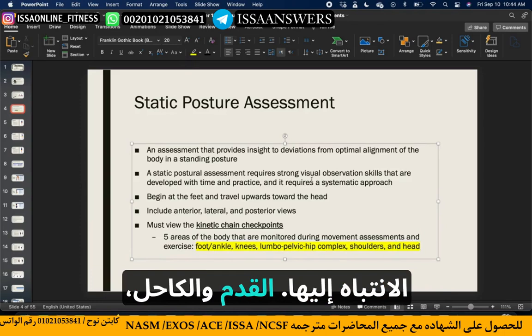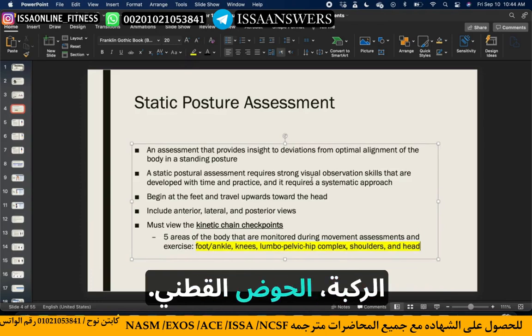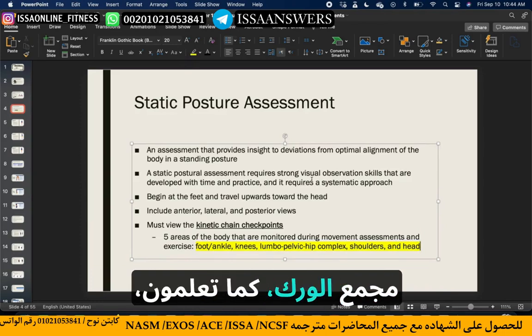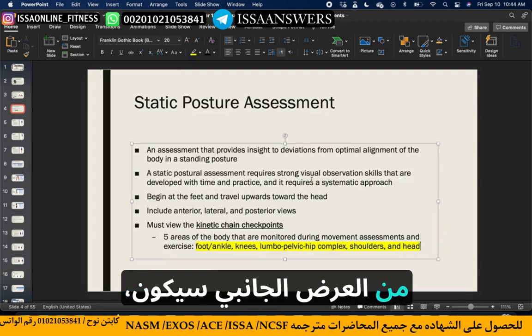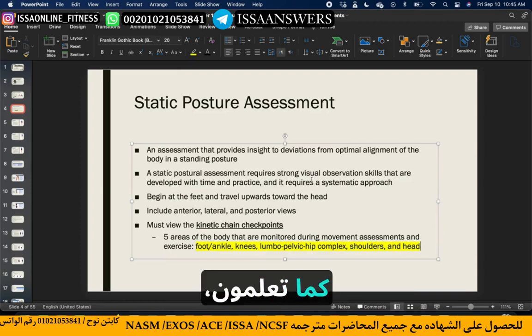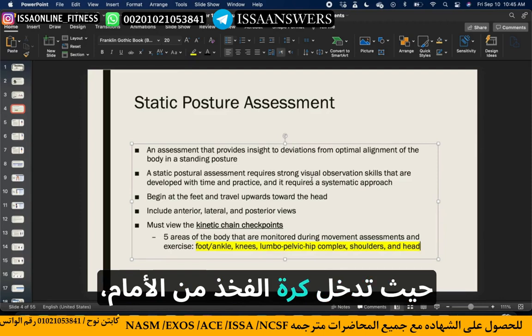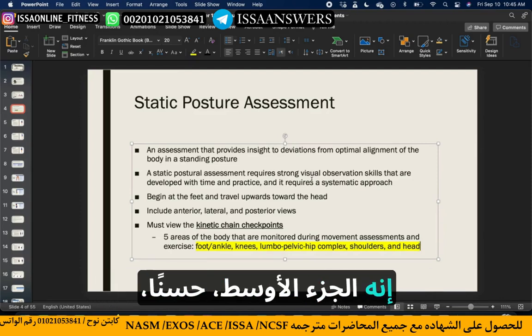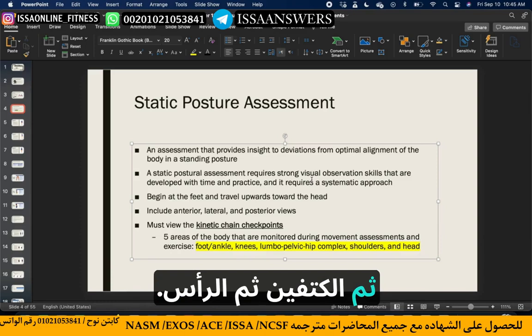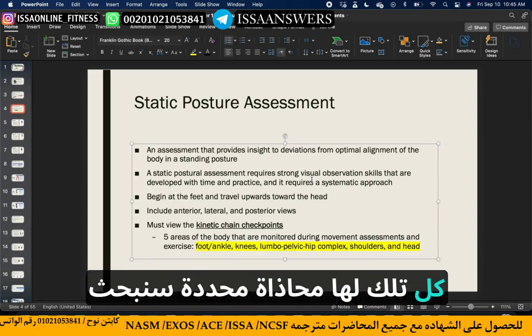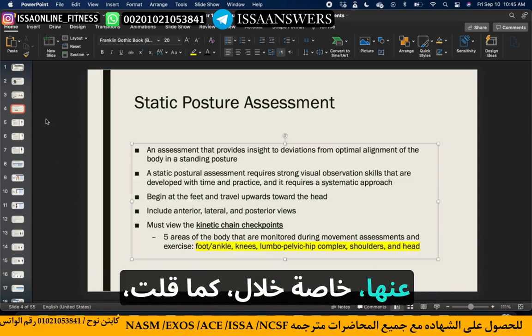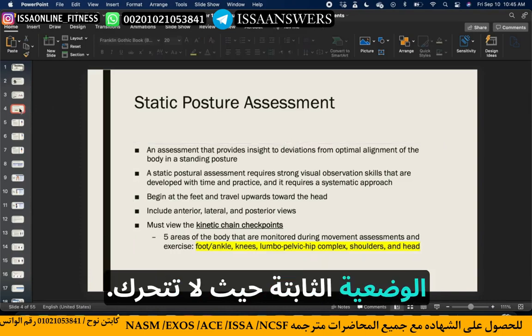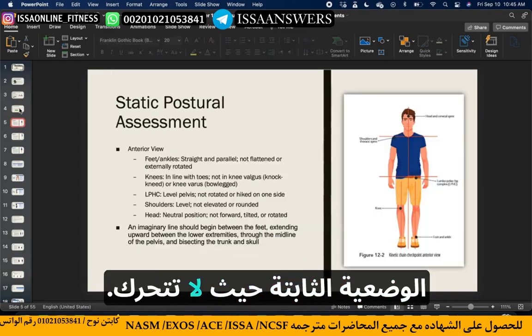The foot and ankle, the knee, the lumbo-pelvic hip complex, the hip complex, from the side view, that is going to be basically where the ball of the femur runs into. From the front, it's that midsection. All right. And then the shoulders and then the head, all of those have specific alignments that we're going to be looking for, especially during, like I said, that static posture where you're not moving.